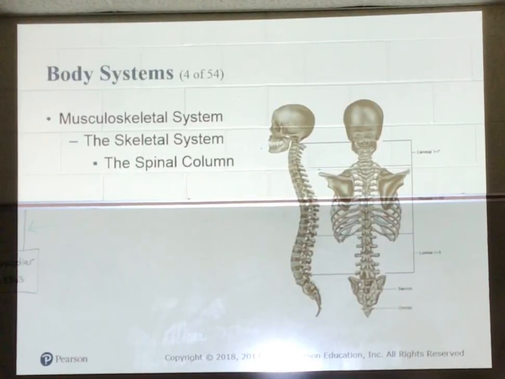The spinal column is divided into 33 stacked vertebral bones separated by intervertebral discs, okay? You have 7 cervical, 12 thoracic, 5 lumbar, 5 sacral, and 4 coccygeal.